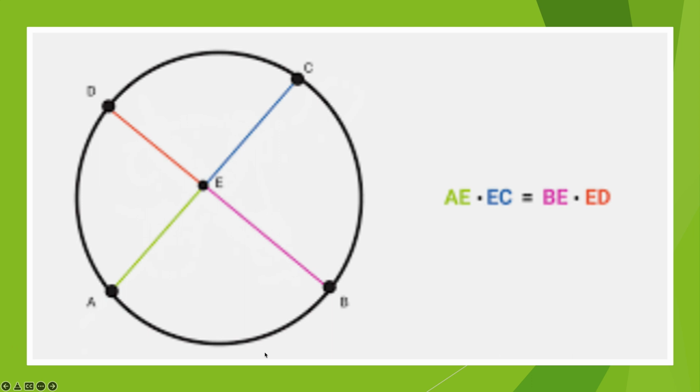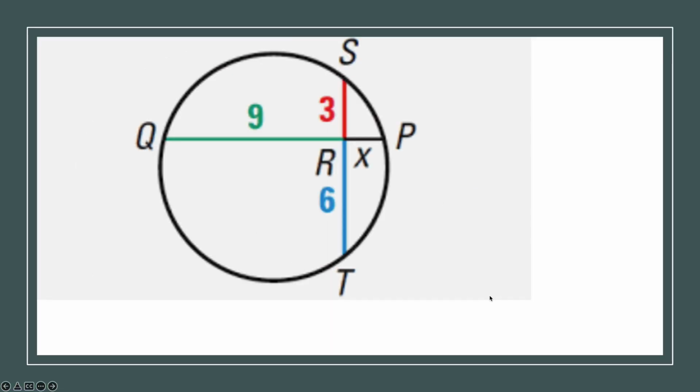And it works. I should be more specific and say something like, well, the product of the segments of each part of the chords are equal. But students didn't remember that nearly as easy as this times this equals this times this. So what am I talking about?